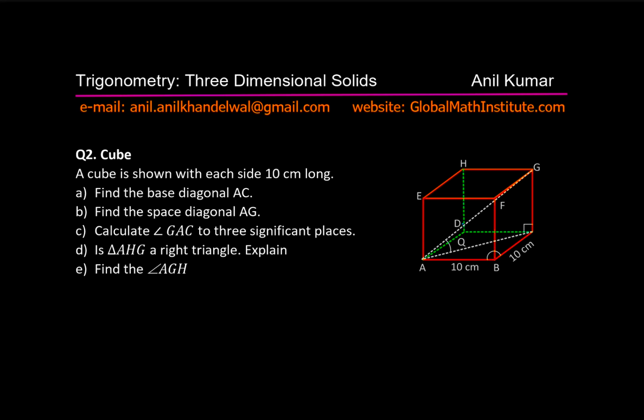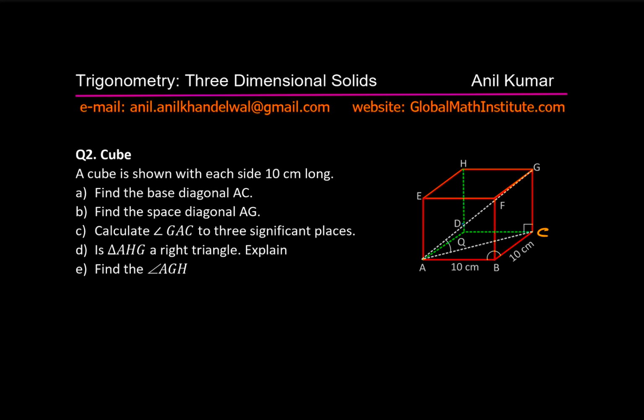A cube is shown with each side equal to 10 centimeters long. Find the base diagonal AC. So A to C, so that is C for you. Let me write C here, A to C. Find the space diagonal AG. So AG, which goes through the space in between, is called the space diagonal AG. Calculate the angle GAC. So G to A to C. Calculate the angle GAC to three significant places.